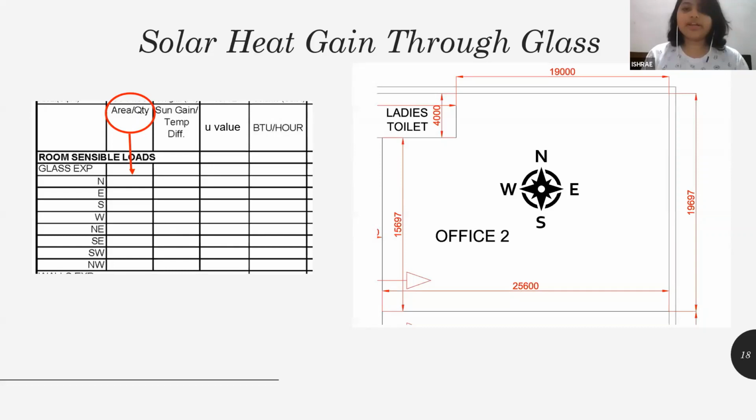Now for my consideration, I've taken the top side as north, then east, west, south. What is happening here in this drawing is that this is a solar gain temperature for glass, and there is no glass here. So I have considered the north side and the east side as glass.